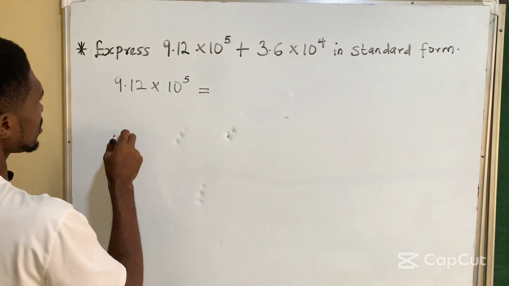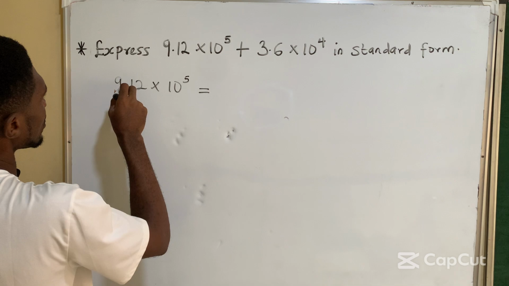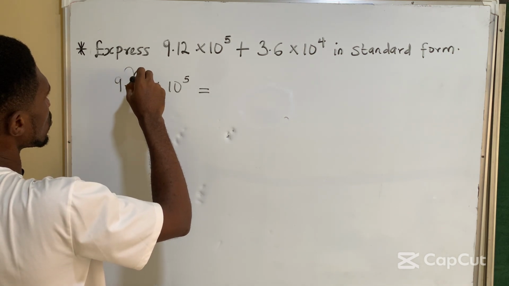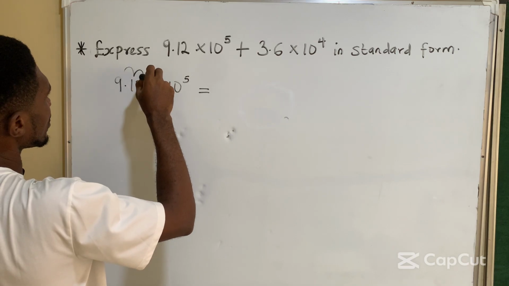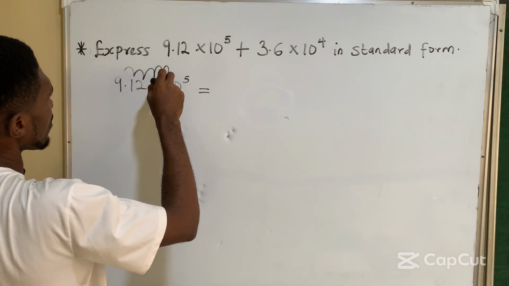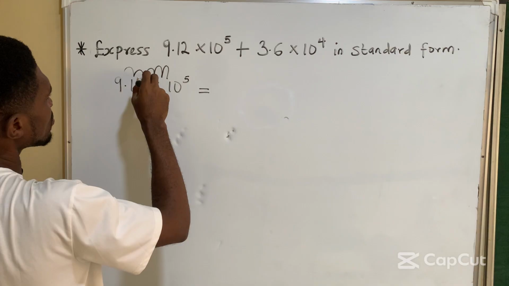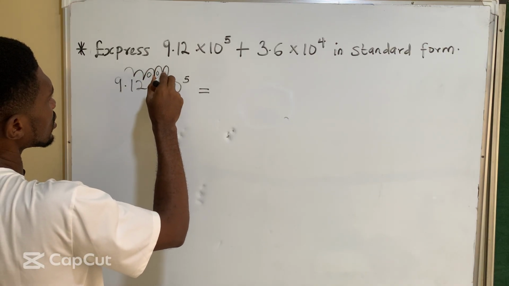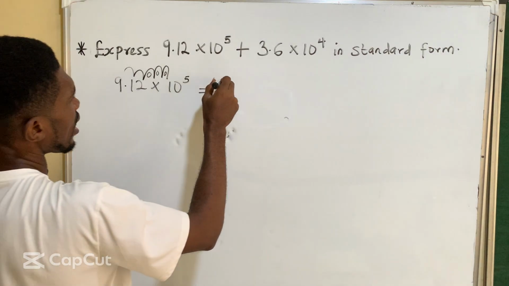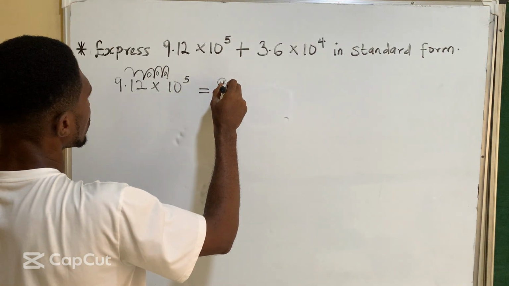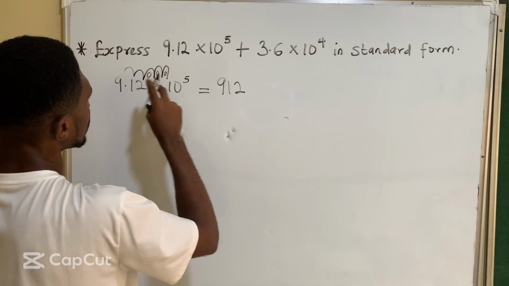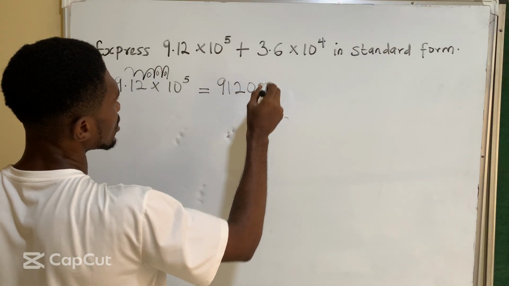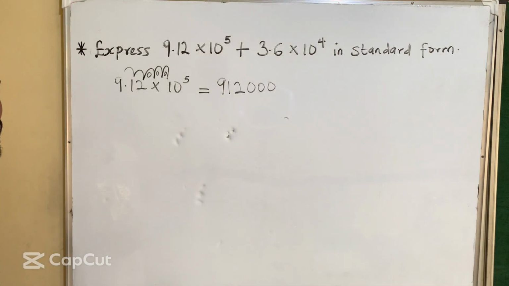We can do that by saying, let's start from here. 1, 2, so we have another 3, 4, 5. So fill in these places with 0. 1, 2, 3. Right? So that we have 912,000.